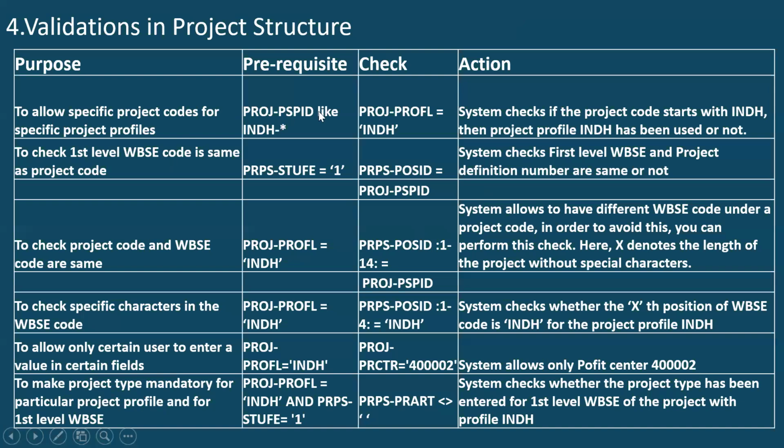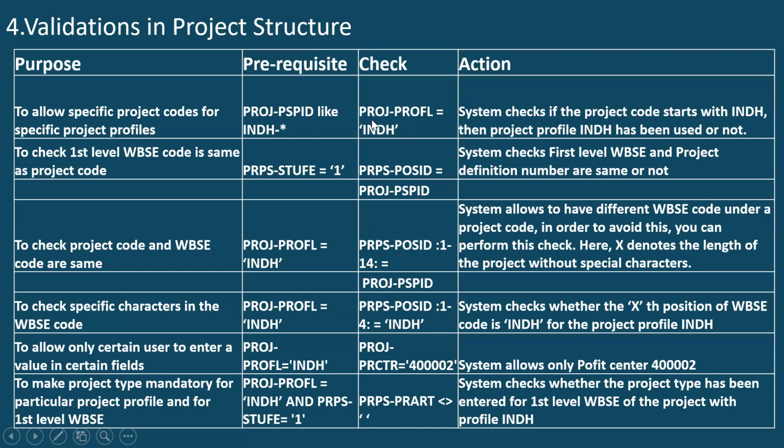So this is the PSPID like INDH. At the table level, INDH is the project definition, the first four letters, that is nothing but the project ID. In the coding mask we define, the relevant project profile that the user has to select is INDH only. The system checks if the project code starts with INDH, then the user should select only INDH.